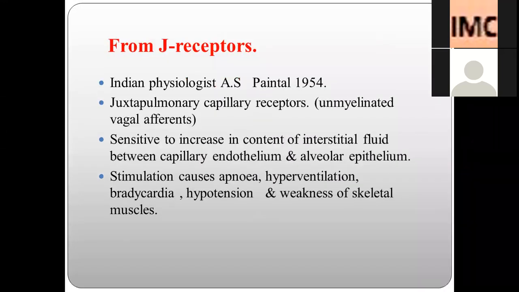Coming to the J receptors. The J receptors were discovered by an Indian physiologist, A.S. Paintal, in 1954. So this particular discovery is to our credit. What is this?